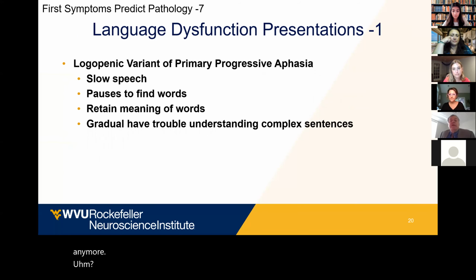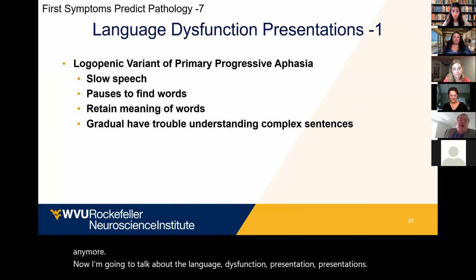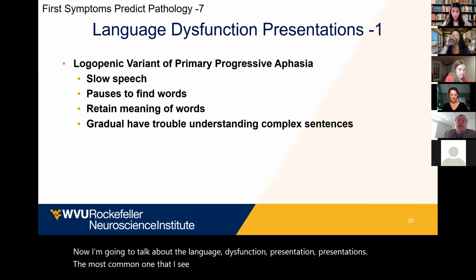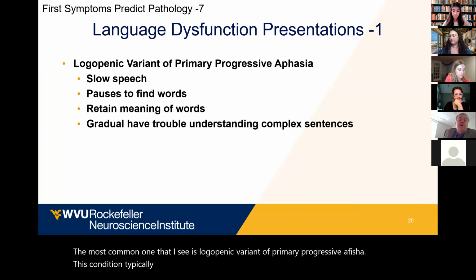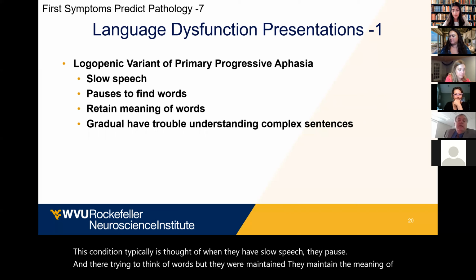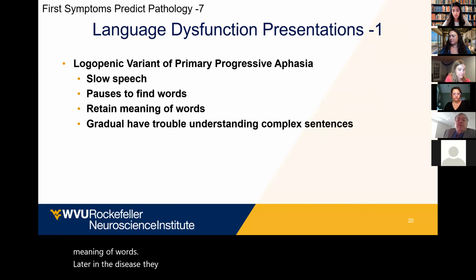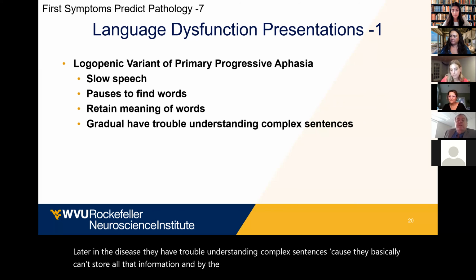Now I'm going to talk about the language dysfunction presentations. The most common one that I see is logopenic variant of primary progressive aphasia. This condition typically is thought of when they have slow speech. They pause when they're trying to think of words, but they maintain the meaning of words. Later in the disease, they have trouble understanding complex sentences because they basically can't store all that information. And by the time that's happened, they usually have severe memory problems also.